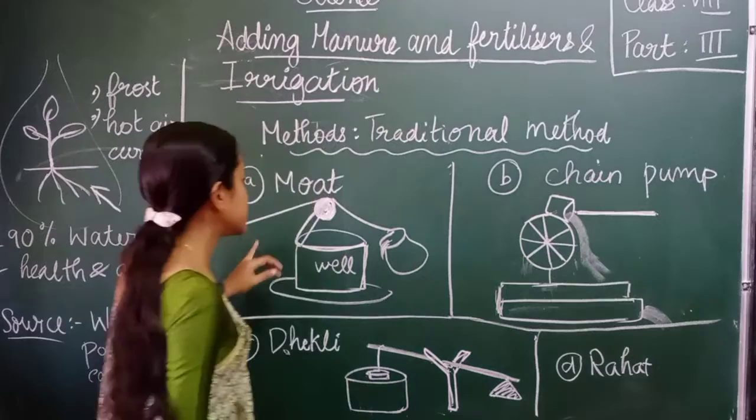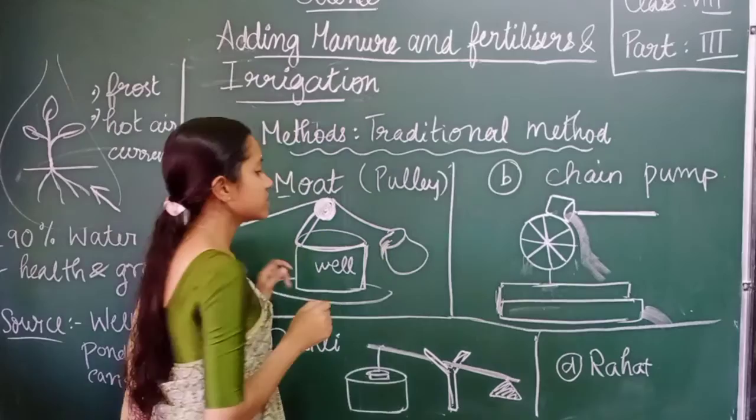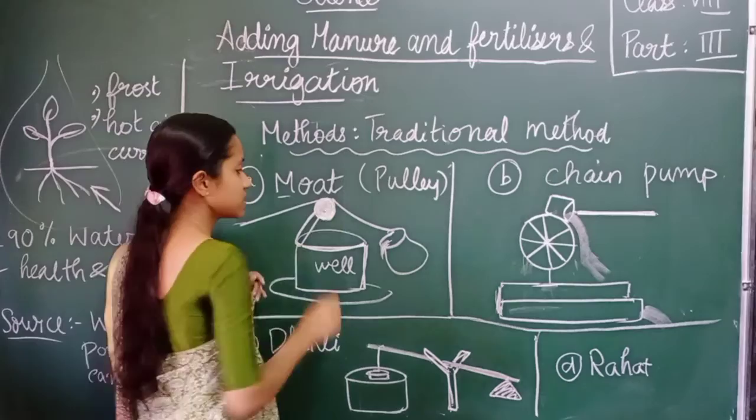So children, first method is MOT. In MOT, it is also known as pulley system. Okay, pulley system, P-U-L-L-E-Y. So this pulley system means what? A pulley is being used in this method. So in MOT system, the water source we use is a well.